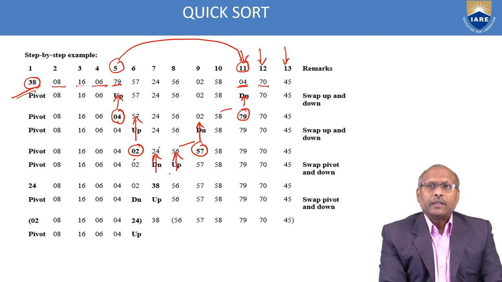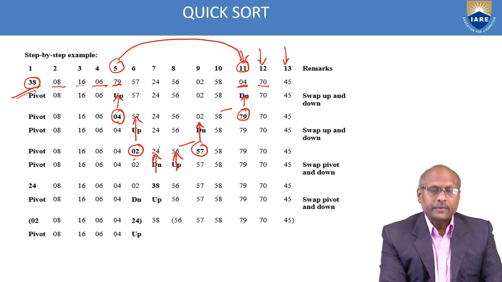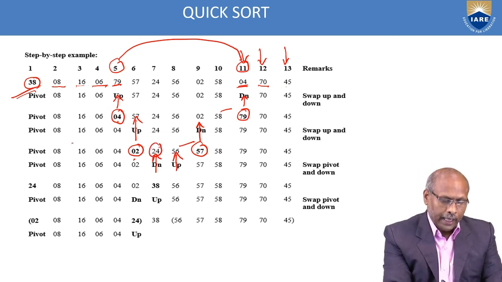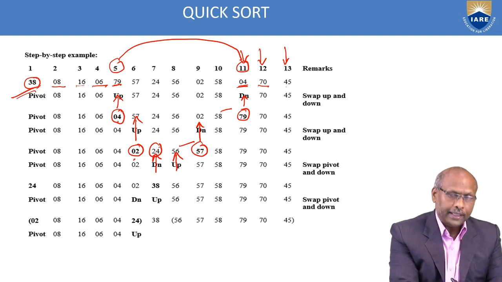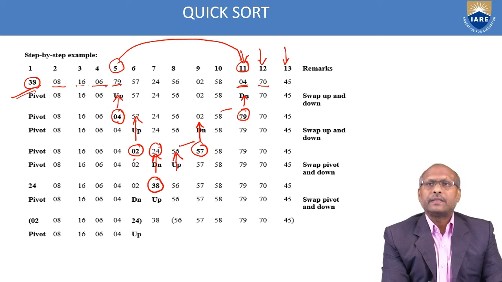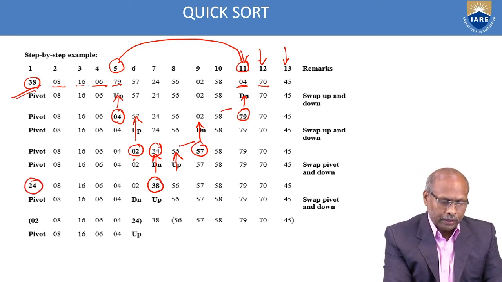When they are crossing each other, wherever the down is there, that value, how much now? Your 24 and your pivot is how much? 38. These two will be swapping. So after swapping, the 38 has come to this place and 24 has gone to the pivot position.